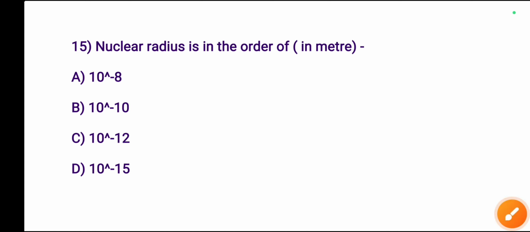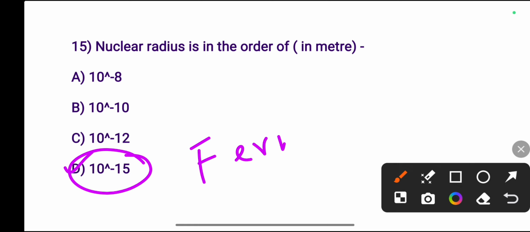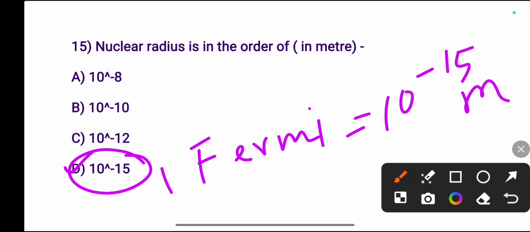Nuclear radius is the order of 10 to the power minus 15 meter. It is also called Fermi. 1 Fermi equals 10 to the power minus 15 meter. In Fermi unit, we can measure the nuclear radius.